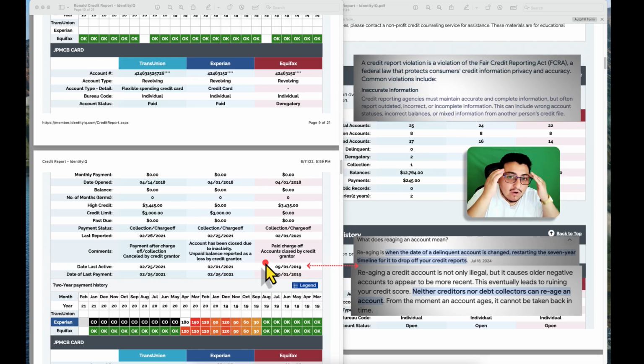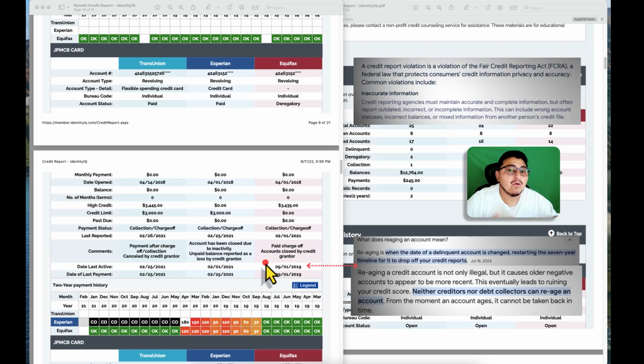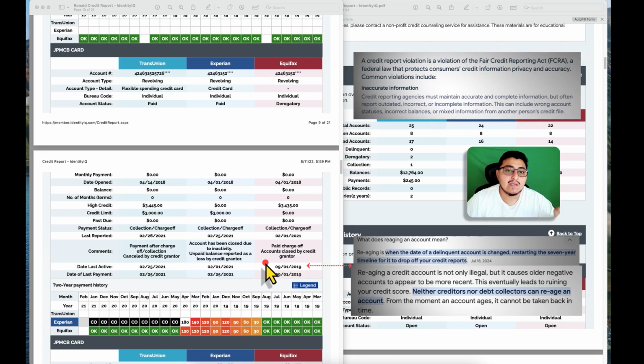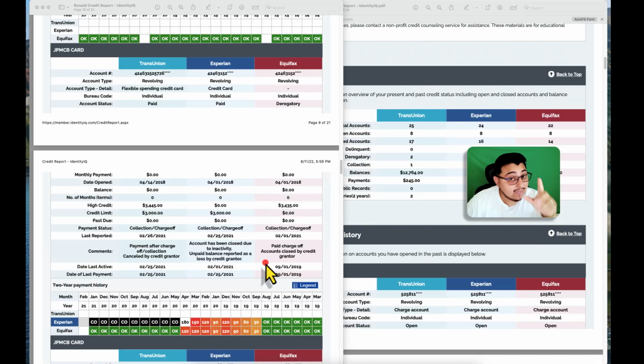And all we got to do is know how to spot them, call them out, and tell them to delete it, or else you're going to sue them. Plain and simple. Again, this will not work on the first round. It can, but most likely it won't. I've been doing this for so many years that I've seen it. Actually, I have seen them budge.